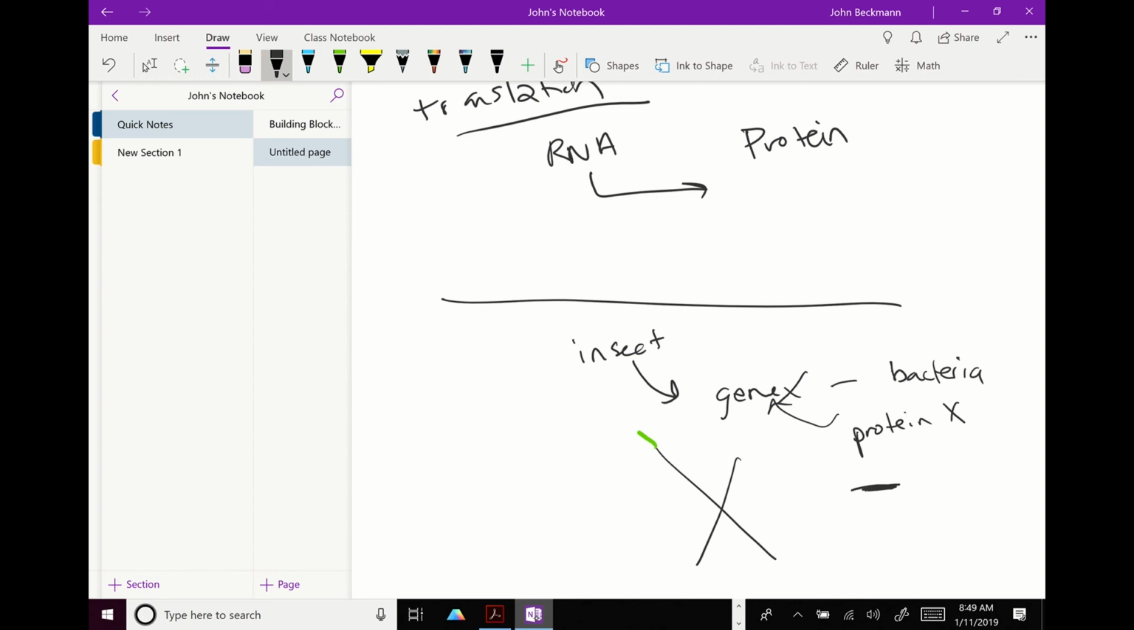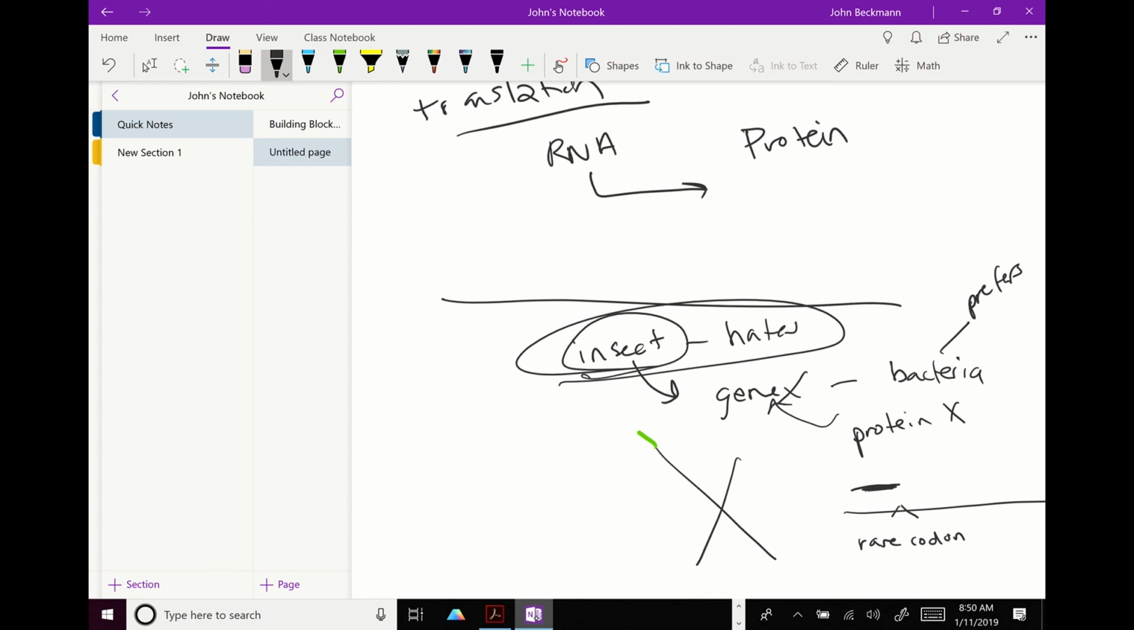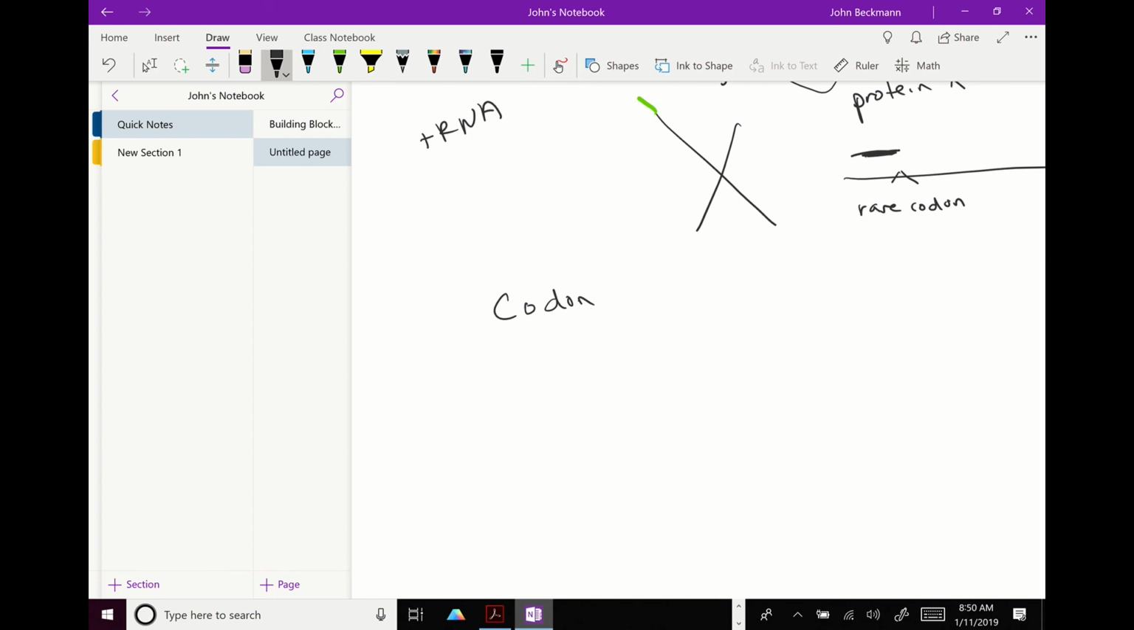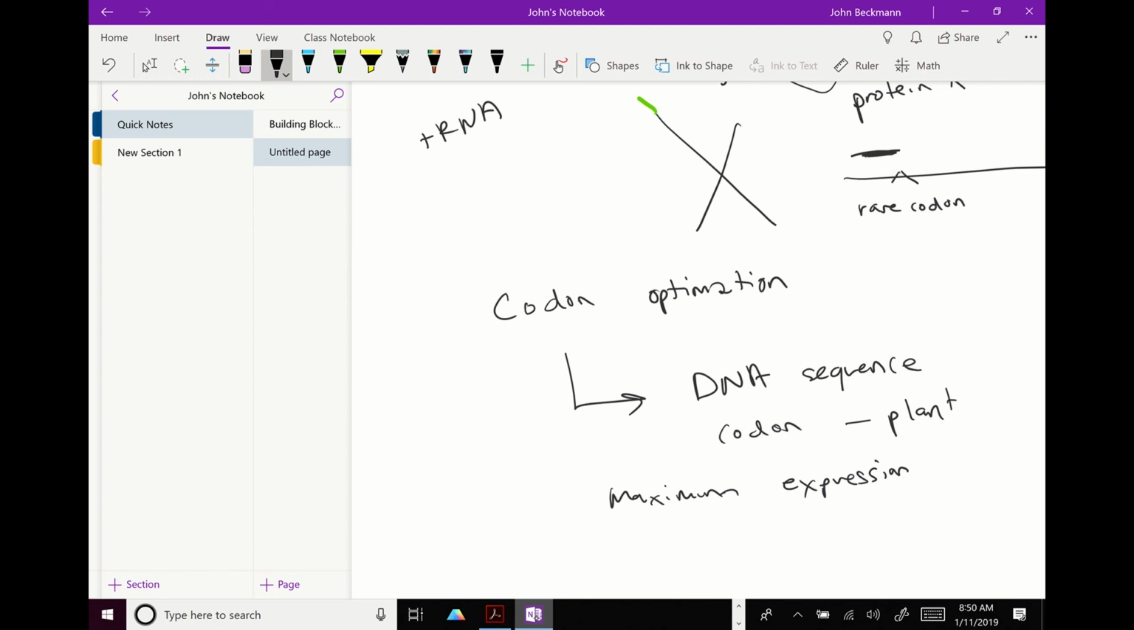But you only get a tiny chunk of it. And then you see, what was the problem? Why isn't it making the whole one? Well, you look at that sequence, and there's a string of rare codons that the bacteria prefers, but your insect hates. So the insect literally does not have enough of the tRNA molecules to string together that full protein, okay? So there's codon preference, and oftentimes to fix this problem, you will do codon optimization. So if you want to express a bacterial protein in a plant like BT, you might change the DNA sequence to the preferred codon usage of the plant, and that way you're going to get maximum expression of that transgene. Okay, so that's codon preference.